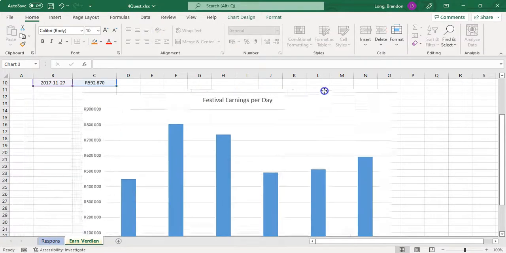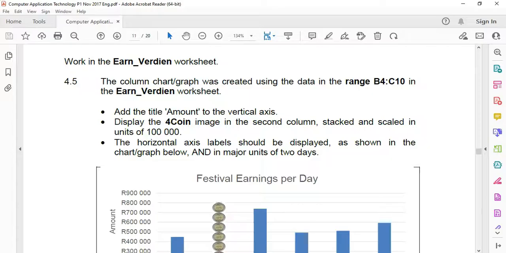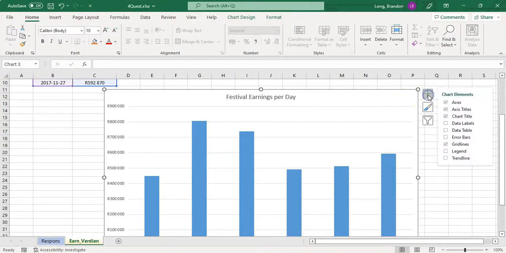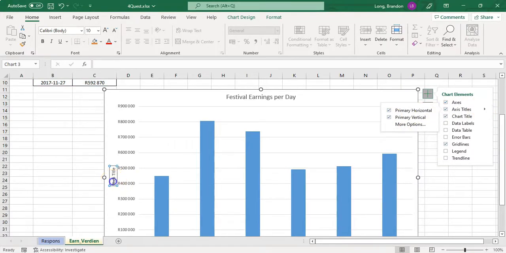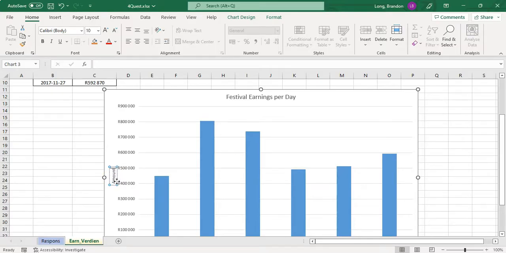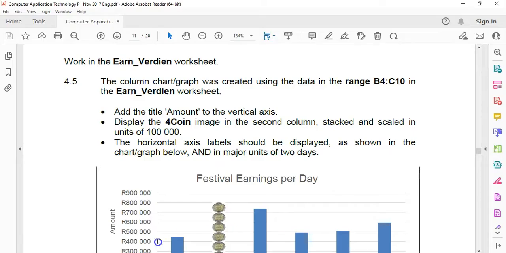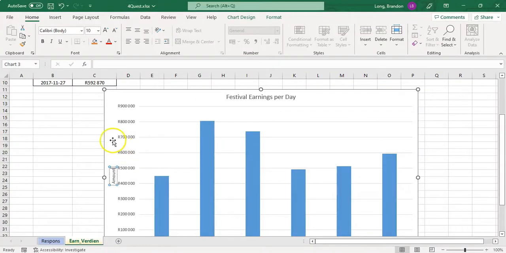I can see it a bit better. We want to add a vertical axis title. So when I come here to the plus, I want an axis title, and I want a vertical axis title. I'm going to click on the vertical and there we go. We're going to make it Amount. Type in Amount. Does it look that direction? There we go. So we got one done. That's good. One, Amount, done.